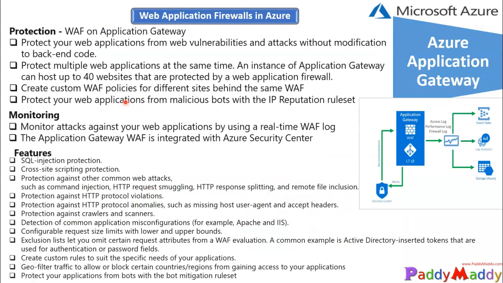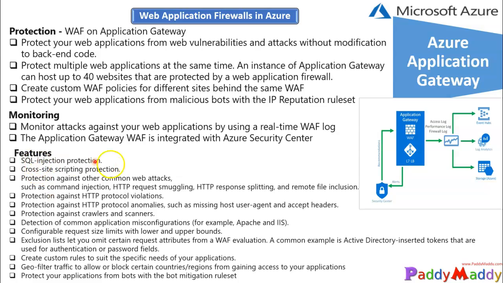On the advantages side, when we look at web application protection, you get complete protection for your web apps from vulnerabilities and attacks without modification. Any kind of backend code can be integrated, and you can also create your custom web policies for attaching, and you can also go for monitoring. When we say monitoring, you can integrate with Log Analytics or Event Hubs or maybe storage. You can actually log to the storage account.